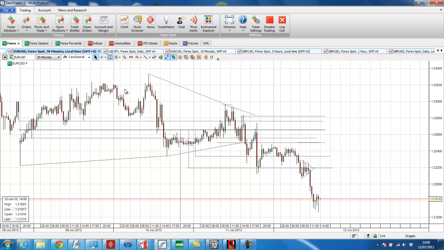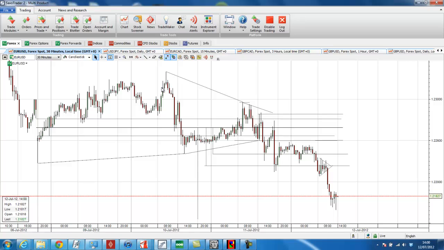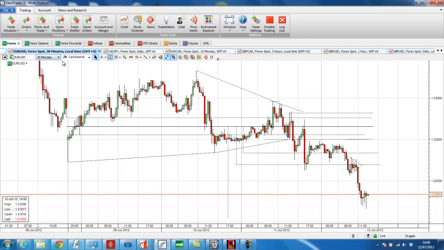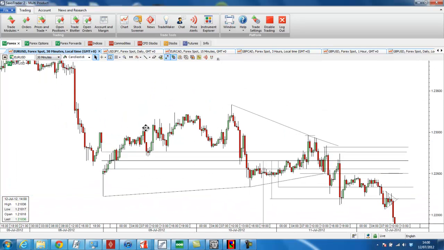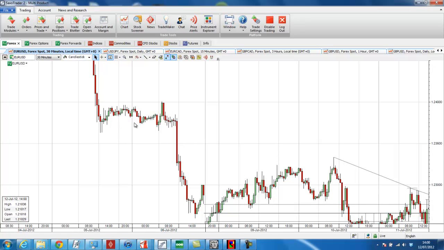Hi there, it's Francis, and we're taking a look at the Euro US dollar at the 30-minute time frame. I'm going to give you a bit of a peek at what transpired before. If we see the trend, clearly you can see that we've been in consistent capitulation and bear flags, ledges forming down, down, down.